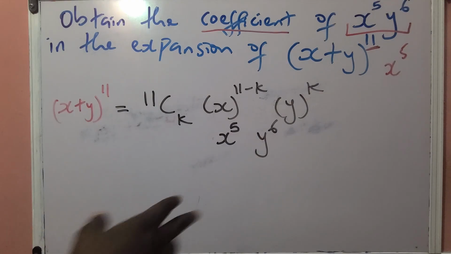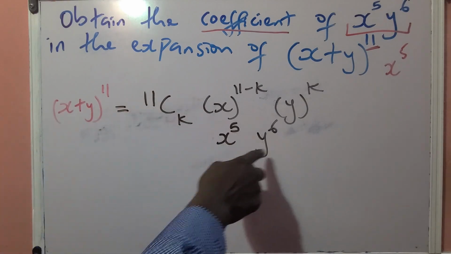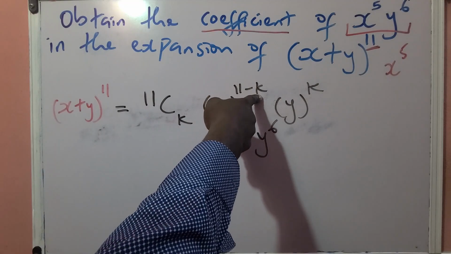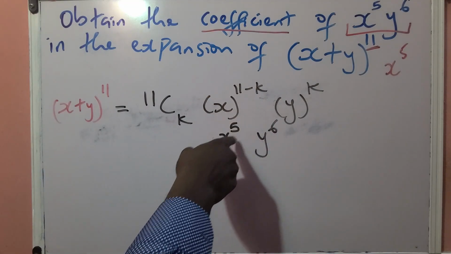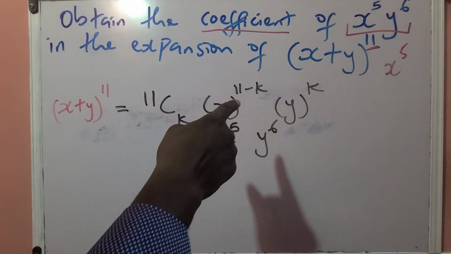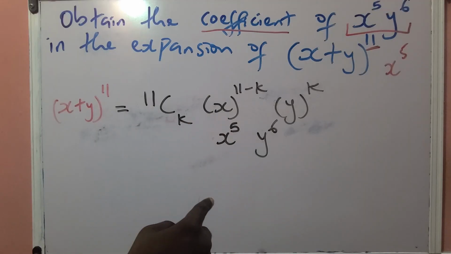I want to put this close to this expression here. So I then want to ask myself a very important question, and that is, what will be the value of k that will give me my x raised to power 5 and my y raised to power 6? So what should my k be that will produce a value of x raised to power 5 and y raised to power 6?